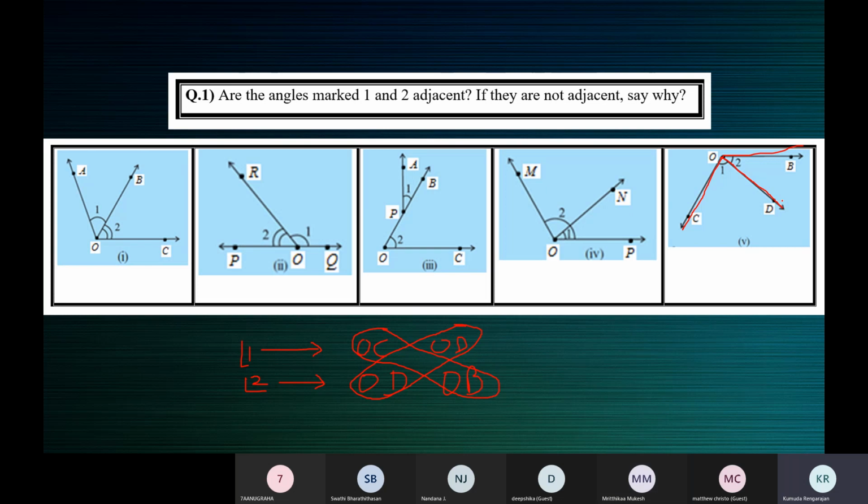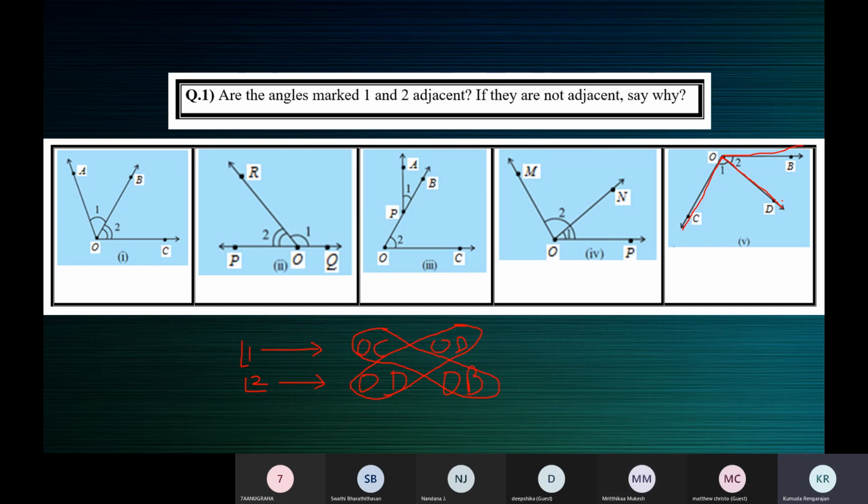So now angle 1 and 2, are they adjacent angles? Yes, ma'am. Because they have a common vertex, they have a common arm, and their non-common arms are on either side of the common arm. Very good, very good. Okay.